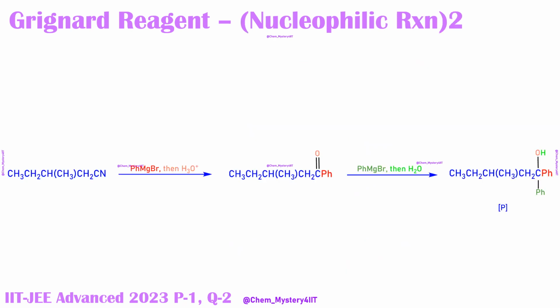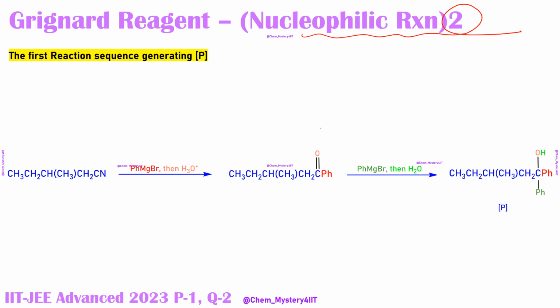So starting from the very first reaction, this is the reaction where we started with the cyanide, and we have done the nucleophilic reaction on the reagent twice. So twice the nucleophilic reaction, starting from a given compound, we had done over here. So what was the thought? The first reaction sequence over here, which is generating P, has twice the attack of Grignard reagent, and both are nucleophilic attacks only. This reaction sequence is followed by acidic workup.